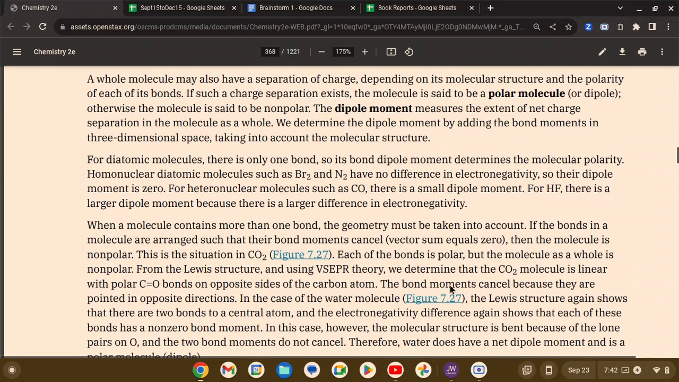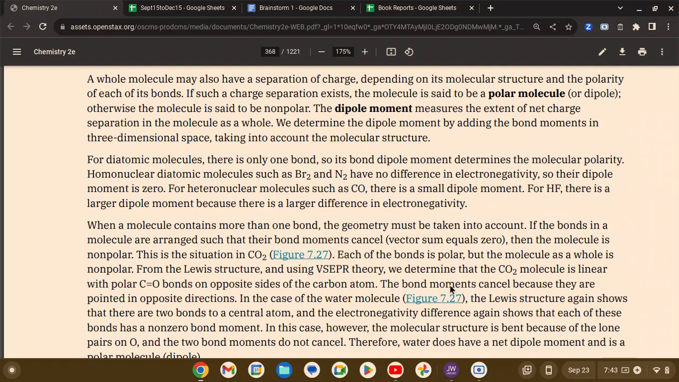A whole molecule may also have a separation of charge, depending on its molecular structure and the polarity of each of its bonds. If such a charge separation exists, the molecule is said to be a polar molecule. Otherwise, the molecule is said to be nonpolar. The dipole moment measures the extent of net charge separation in the molecule as a whole. We determine the dipole moment by adding the bond moments in three-dimensional space, taking into account the molecular structure.